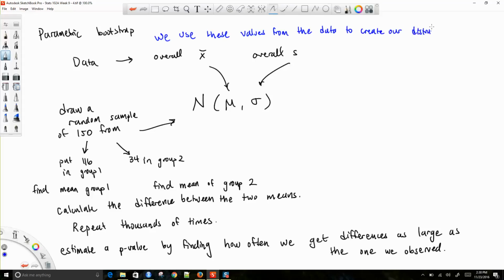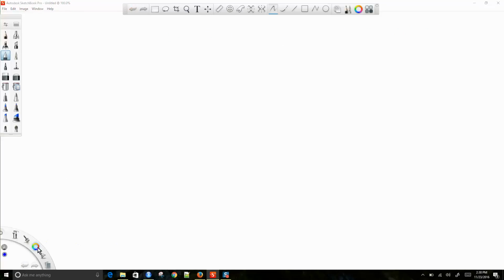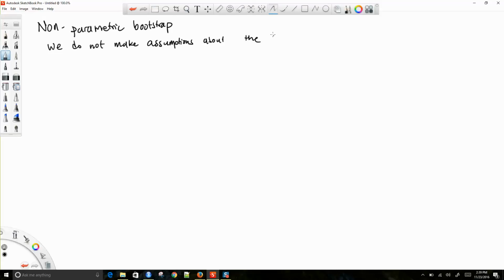All right, let me talk about nonparametric bootstrap. In nonparametric bootstrap, we will not make any kind of assumptions about the shape or distribution of the population. So with nonparametric bootstrap, we do not make assumptions about the distribution of the population as far as the parameters of the population go.